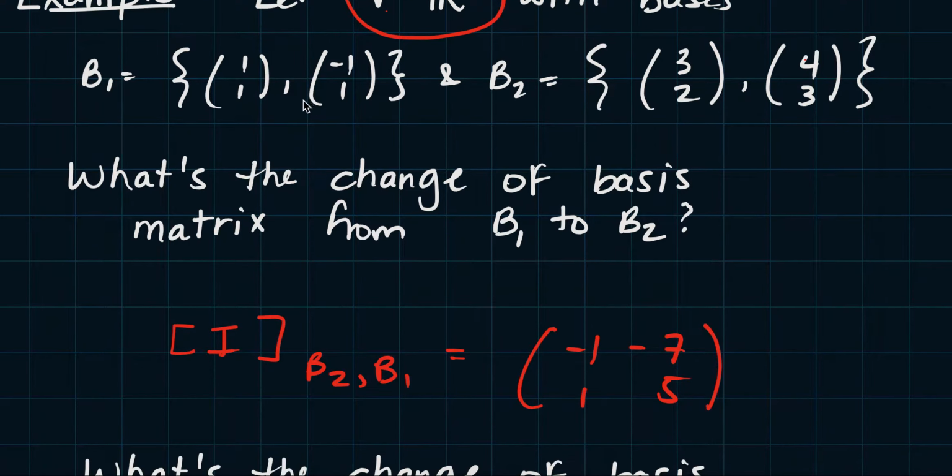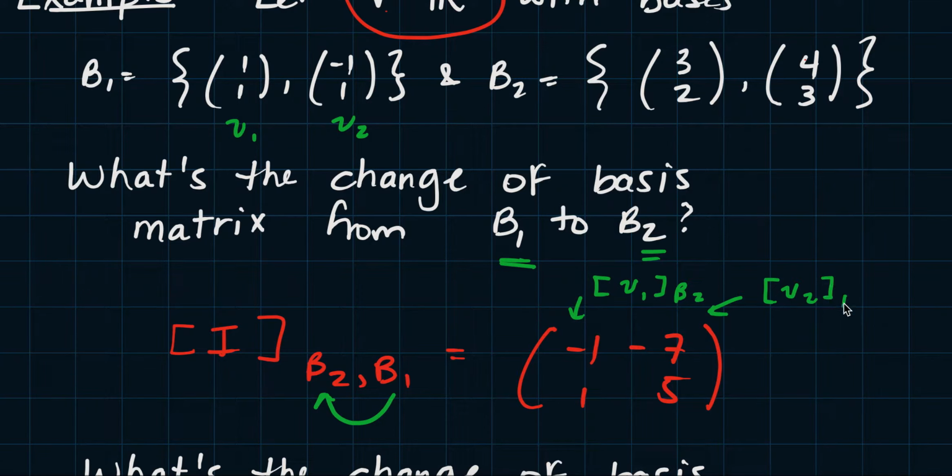We said that we're going to use this notation for the change of basis matrix. We're going to put an I with these two brackets here, and we're going to say where we start from: B1 is on the right, and we go to B2 on the left. And we found this 2 by 2 matrix. How we found it was we wrote each one of these basis vectors in B1 in terms of the basis vectors in B2. So this column is V1 in terms of B2, and this column is V2 in terms of B2.